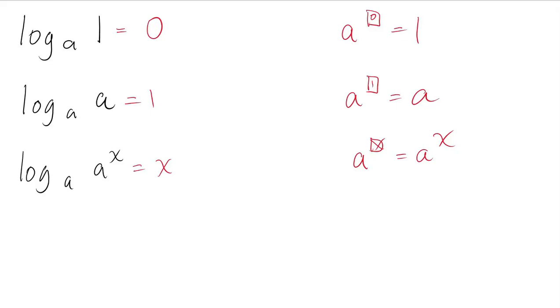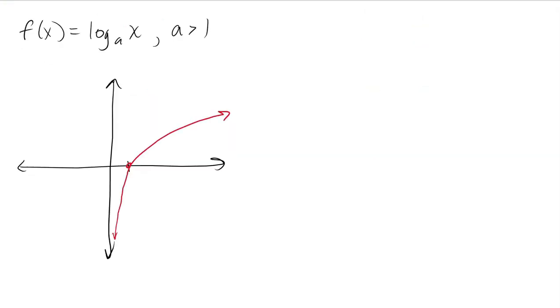That's also true in the other order. We won't see this as often, but if you make log base a of x the exponent on a, those also undo each other, and you just get x. That's composition of inverse functions right there. The last thing I want to do is use the graphs of these functions to talk about some properties.